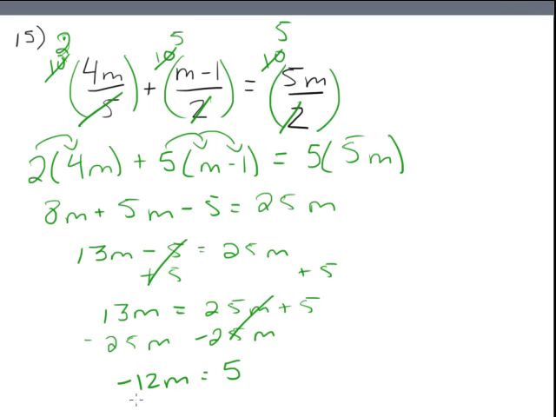Then I'm going to divide by negative 12 to get rid of this negative 12 beside the m. And I'm going to divide this side by negative 12. That's gone, and I'm just left with m equaling negative 5 over 12. And there's my answer.